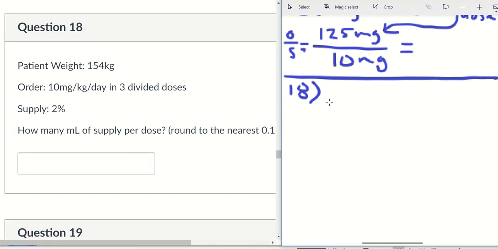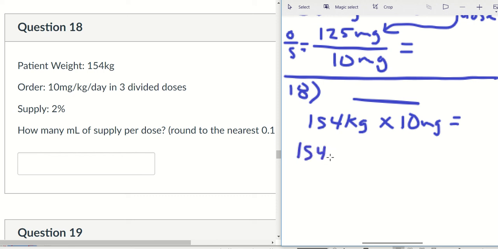So we already got kilos. Did you guys see that? So we're already in kilos. We do not have to convert. So step A, done for us. So all we have to do is multiply by the amount of drug per kilogram. So that's a big number. But that's the daily amount. We need to divide that. Yep, 3 doses. So that comes out to about 513 milligrams. And our supply is 2%.